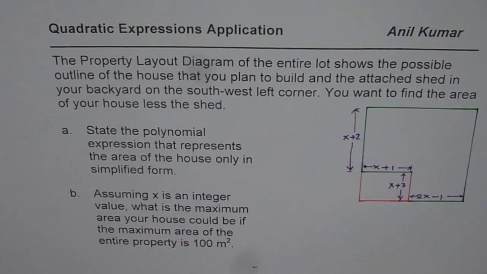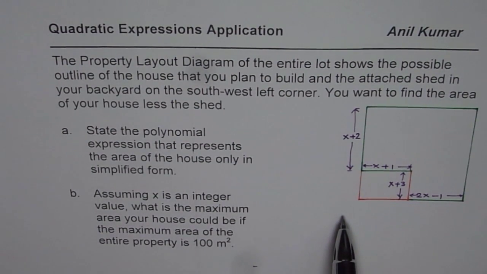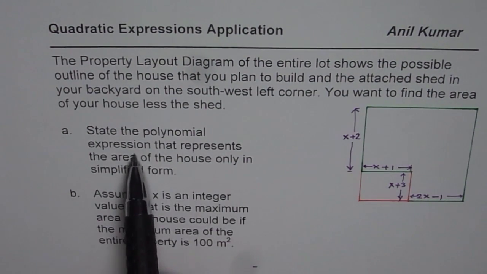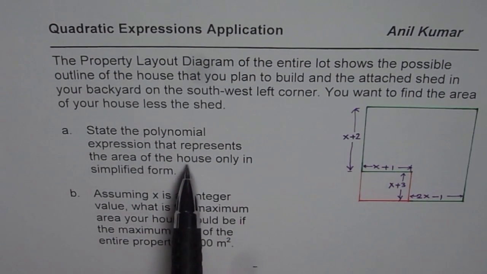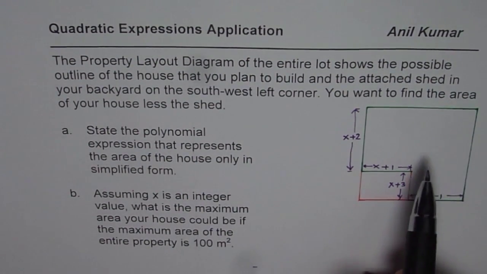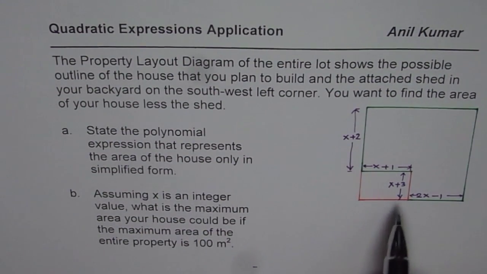I have very limited space here to work the solution. So what I will do is, I'll write down the expression here, expand it, and then find the solution of part B in this corner. Okay. So it says state the polynomial expression that represents area of the house only in simplified form. So area of the house will be total area, take away the shed area, right? Now what is the total area?